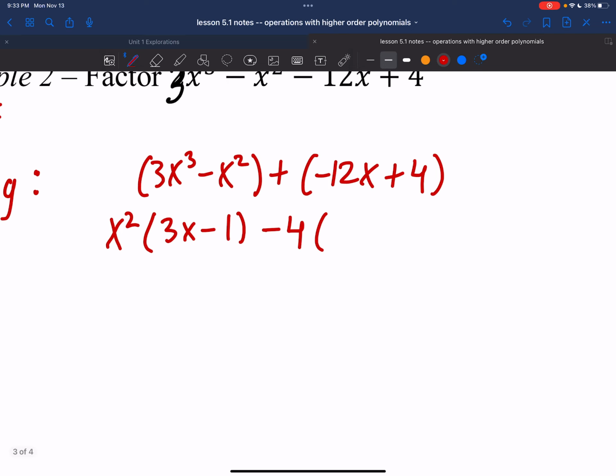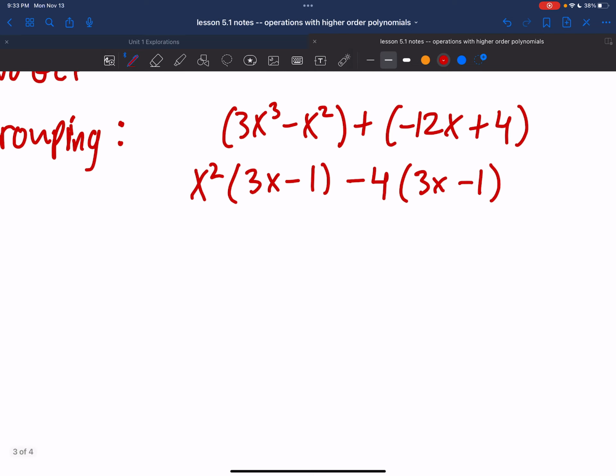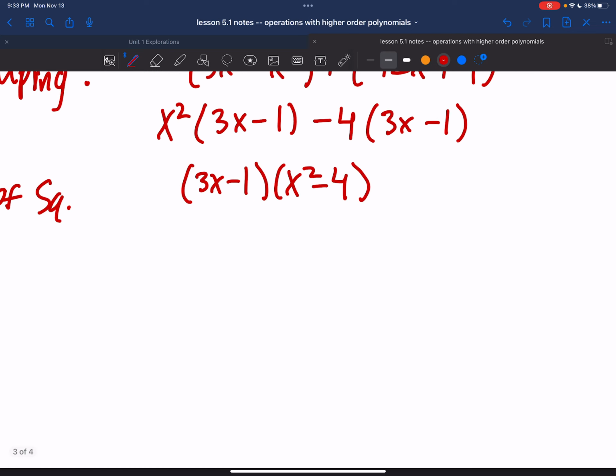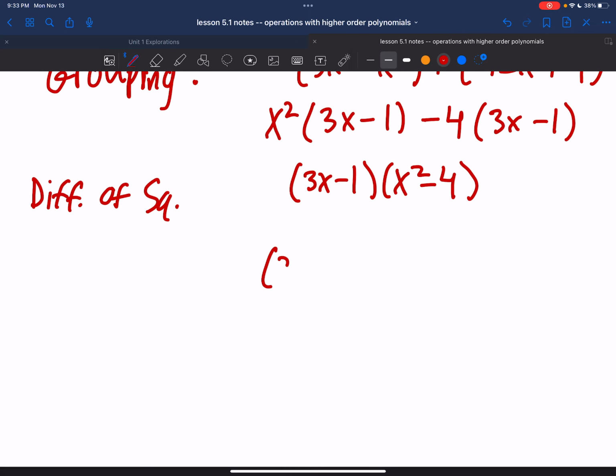There it is, 3x minus 1. So if I pull out that negative 4, then I get that 3x minus 1. And so this is what's in common now, right? It's 3x minus 1 times x squared minus 4. But now notice, x squared minus 4 is a difference of squares. And so I can say, oh, well, then this is 3x minus 1 times x plus 2, x minus 2.